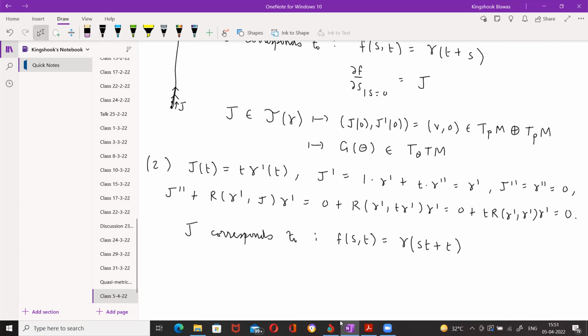So here, what is the corresponding element of T theta Tm? So J over here in J gamma goes to J0, J prime 0. J0 is going to be 0 because of this t here. And J prime 0 is exactly gamma prime. So this will be 0, V in TPM direct sum TPM.